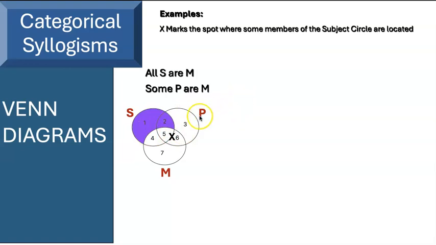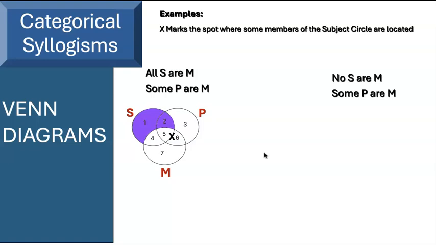We couldn't say all members of the S circle are in the P circle, because that's not true. There are some members in the S circle that are outside of P. And we couldn't say that no members of the S circle are inside the P circle, because here we have some members of the S circle as well. And this line is not inside S, so we couldn't say that it relates between S and P. So I see no conclusion here. Any argument using these two premises would be an invalid argument.